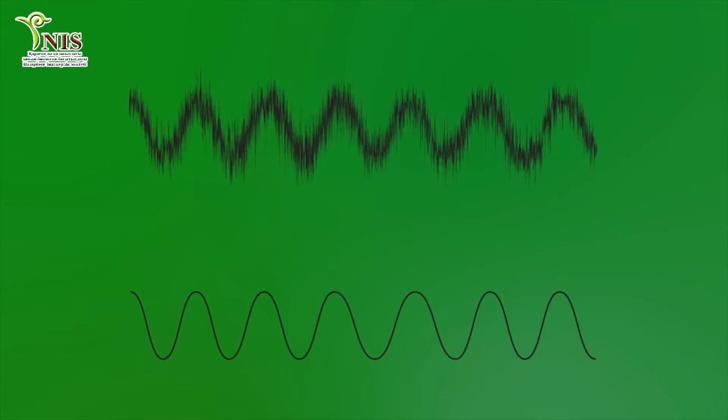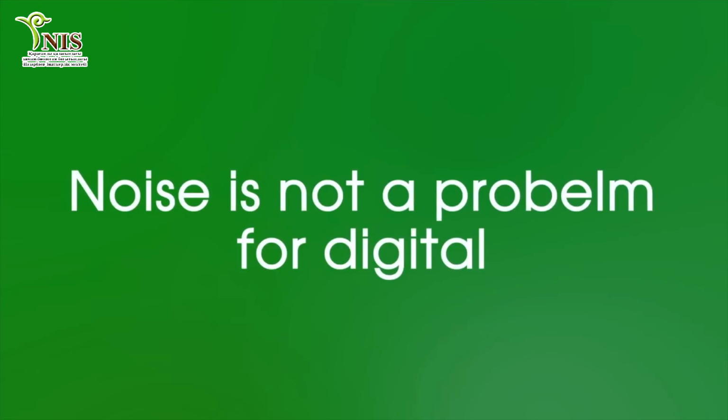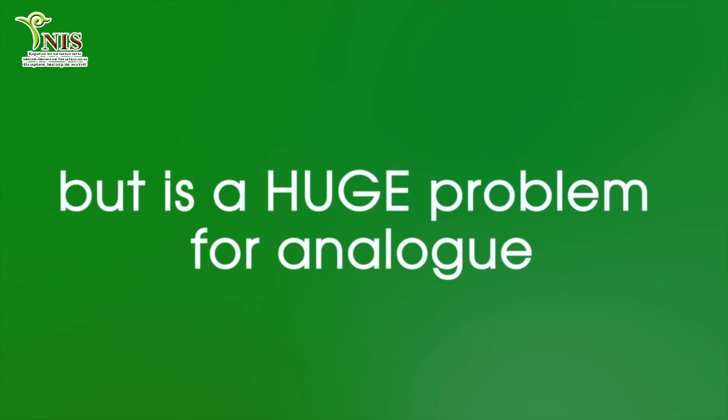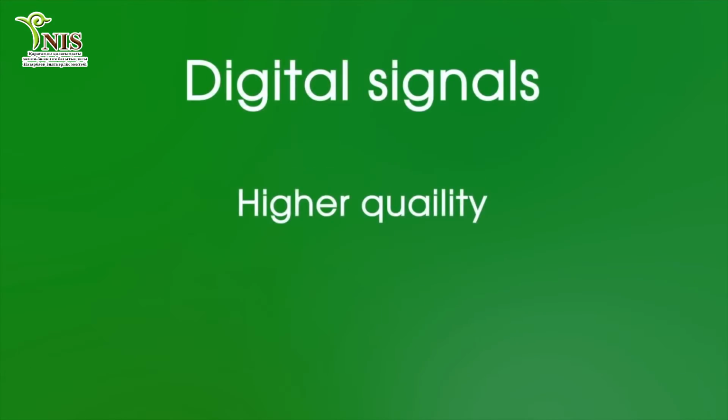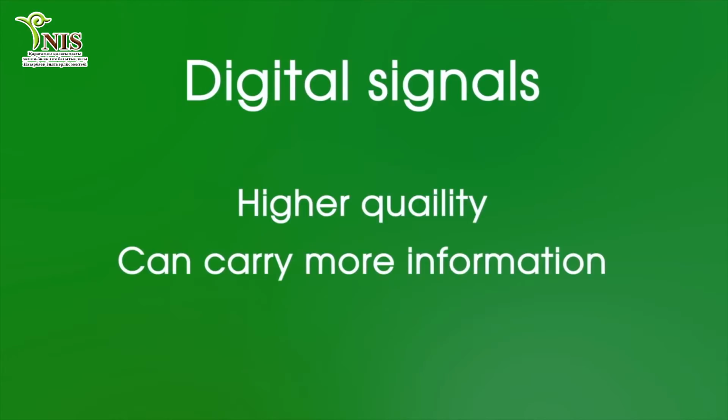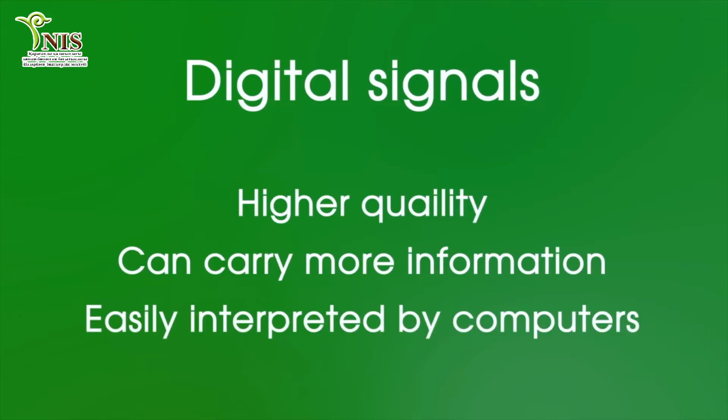And it needs amplifying as well. This amplification is only going to amplify the noise just as much as it does the signal. So noise or interference has really damaged the analog signal. And this is why digital is so much better than analog. Noise or interference is just not a problem for digital, but is a huge one for analog, making digital signals much higher quality. Other benefits of digital are that it can carry much more information. In fact, you can send multiple different signals all at the same time, and digital signals are also easily interpreted by computers.